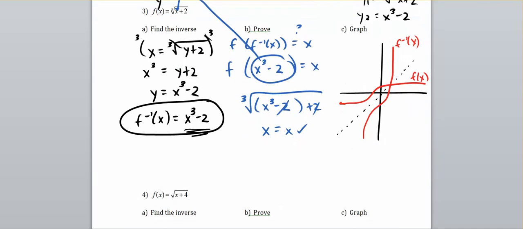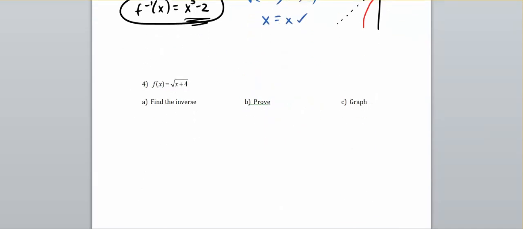All right, last one. Same sort of thing. If you want, go ahead and try to do that one on your own. Find the inverse, prove it. And I'm going to help you with graphing because there's going to be something that happens when we graph. We're going to have to create some restrictions here. Okay? So, finding the inverse, instead of this being y, I'm going to switch x and y. I'm going to solve for y.